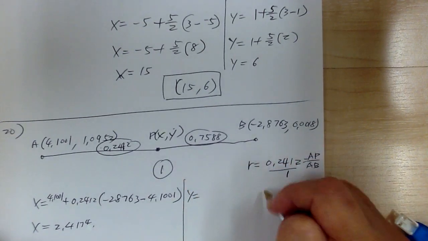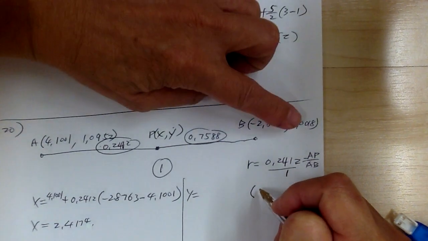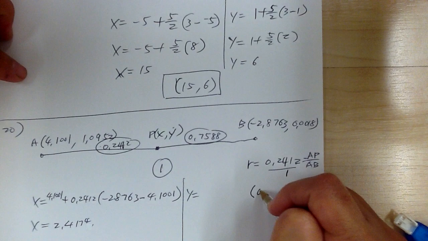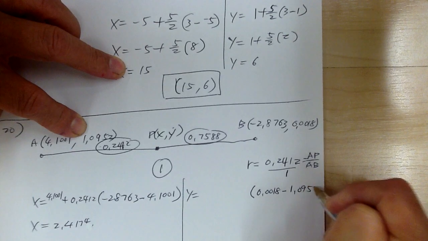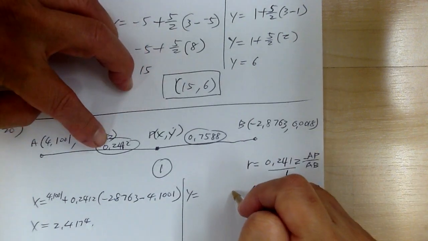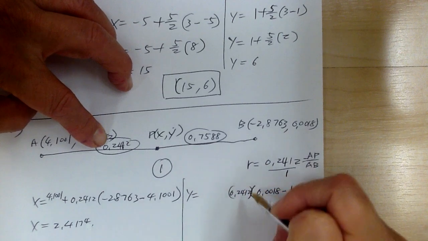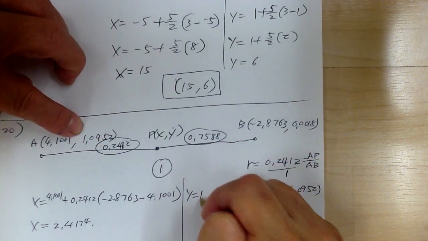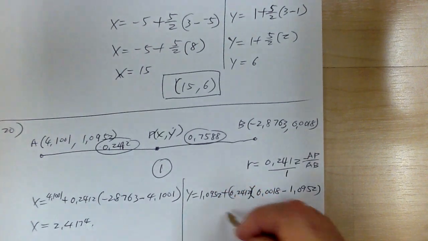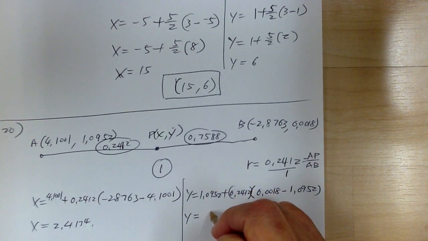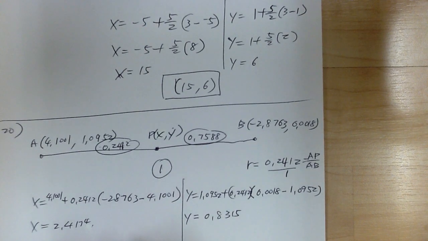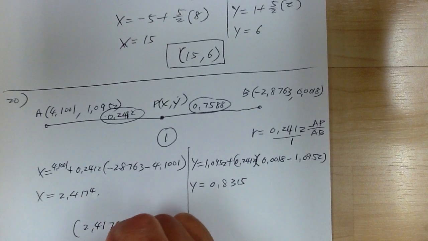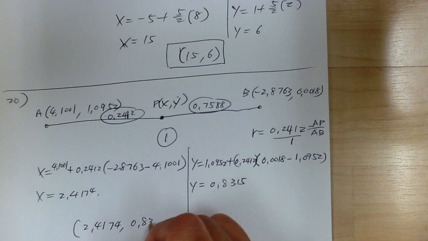Then you do the same thing for y. So y is going to be equal to 0.0018 minus 1.0952, times by your r, 0.2412, and you have to add what you start out with, so it'll be 1.0952. So punching all the numbers, you get y equal to 0.8315. So your coordinate would be (2.4174, 0.8315).